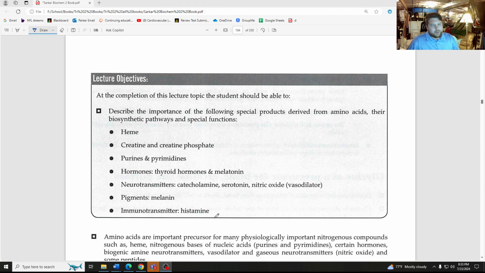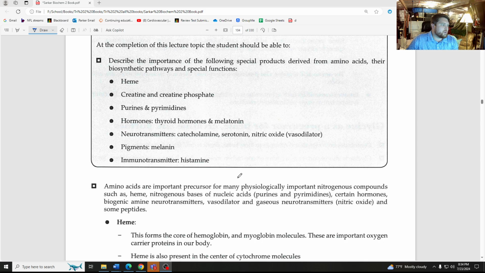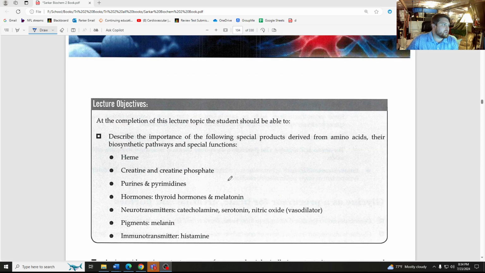Pigments, melanin, big important thing here, differentiating melatonin from melanin. They sound similar. It can be easy to confuse them when you're rushing on a test or a quiz. Just make sure you read that carefully. And also histamine. Histamine we've mentioned here and there a couple of times. So we're going to dive into how we actually create some of these specific things.